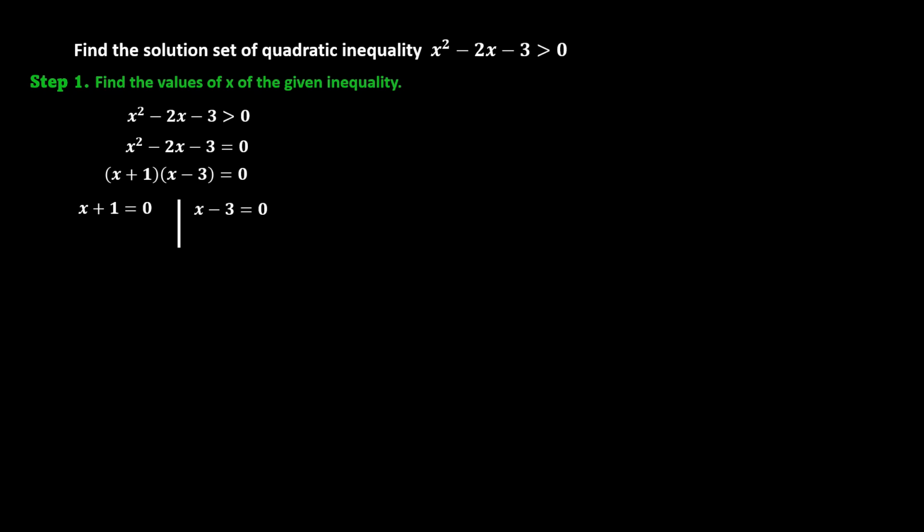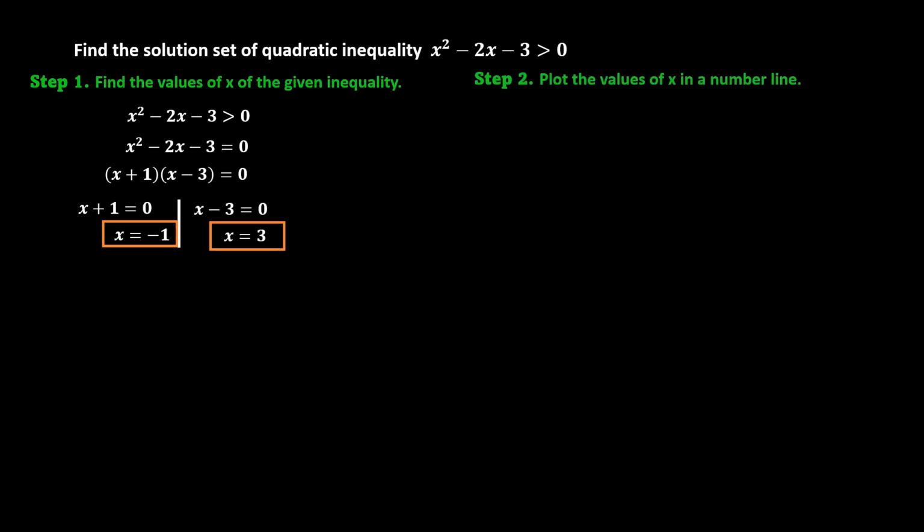So, we have x plus 1 is equal to 0. Transpose positive 1 to the other side of the equation. Then, it turns to negative 1. So, we have x is equal to negative 1. For the other factor, we have x minus 3 is equal to 0. Transpose negative 3 to the other side of the equation. Then, it turns into a positive 3. So, we have x is equal to positive 3. Therefore, the values of x are negative 1 and positive 3.